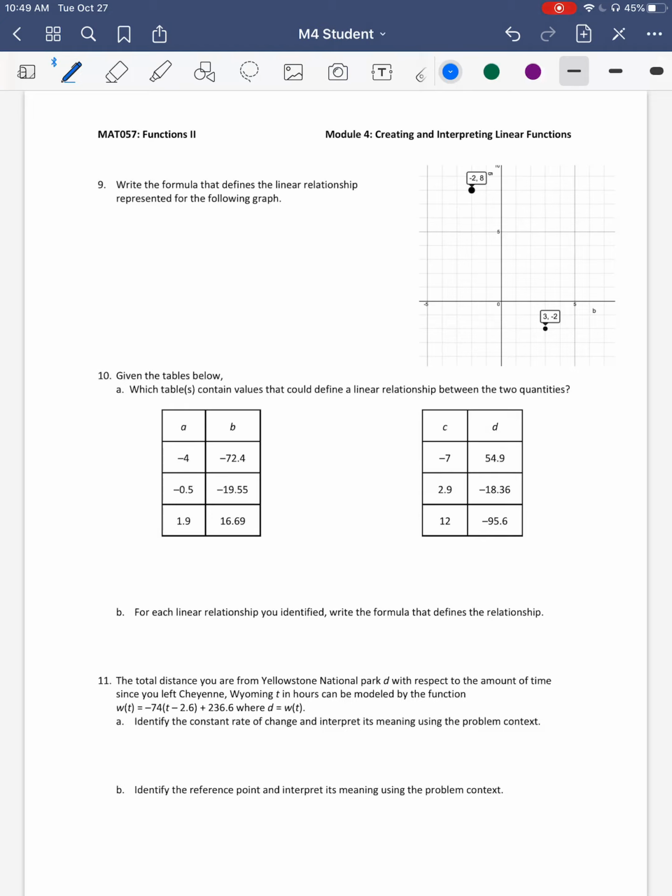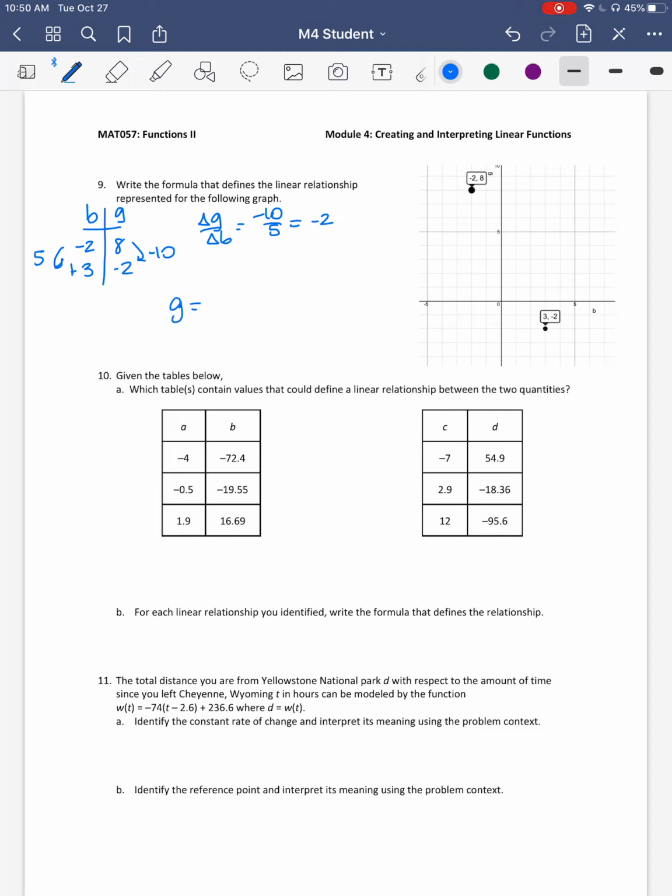Question number 9 says write the formula that defines a linear relationship. If I'm writing a formula, you know me, I am making a table. So I would do 3 minus a -2, and I'm going to get 5. I'm going to do -2 minus 8. I get negative 10. So my change in output over change in input is just going to be negative 2.